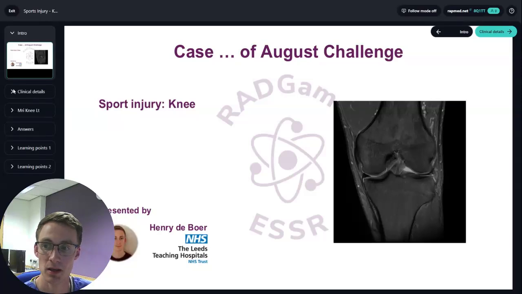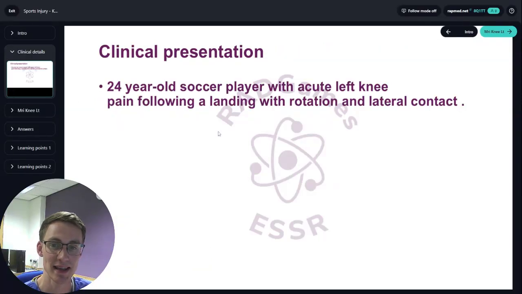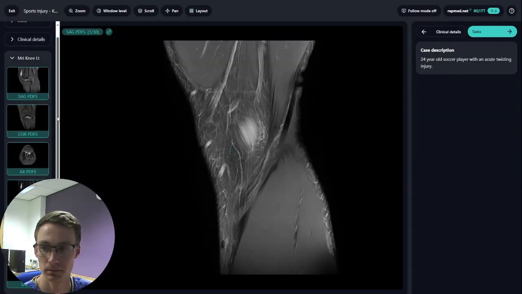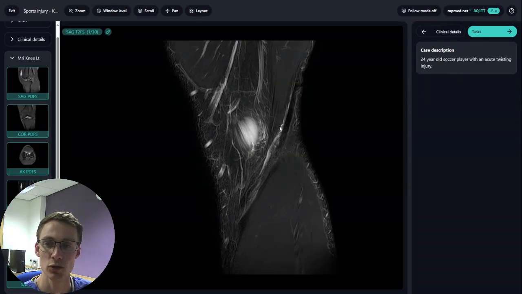So this is a sports injury case relating to a knee injury in a 24-year-old soccer player who sustained the injury whilst landing following a jump with some twisting at the knee and lateral contact from another player. So let's look through the case together and I'll point out the relevant findings.